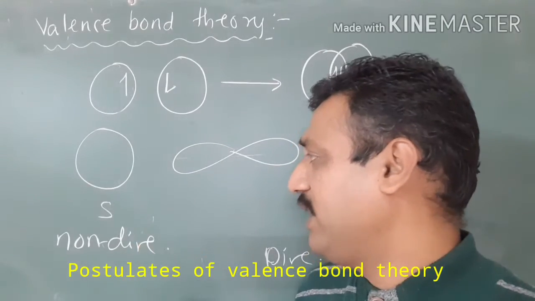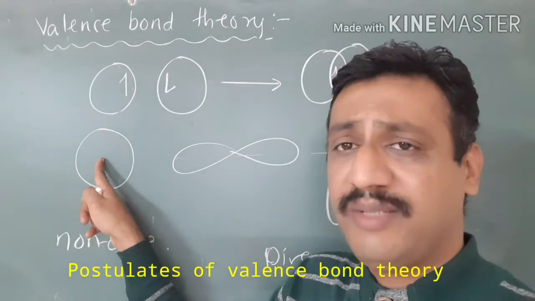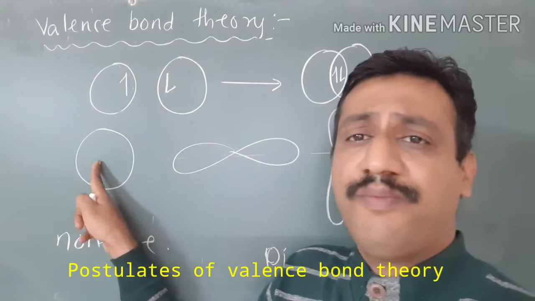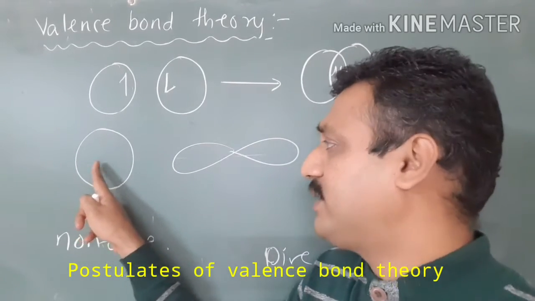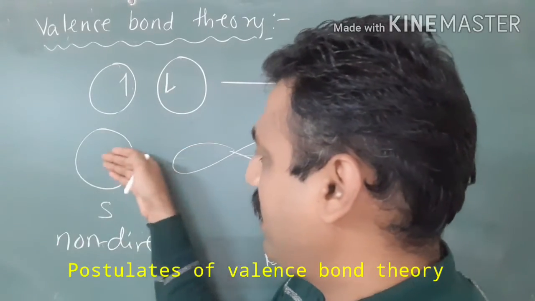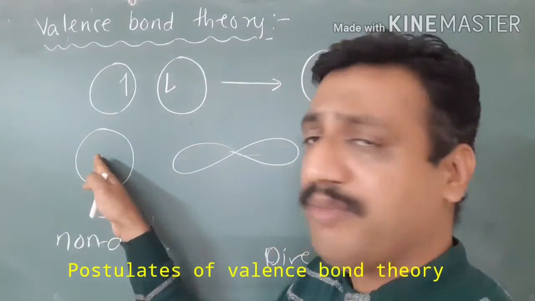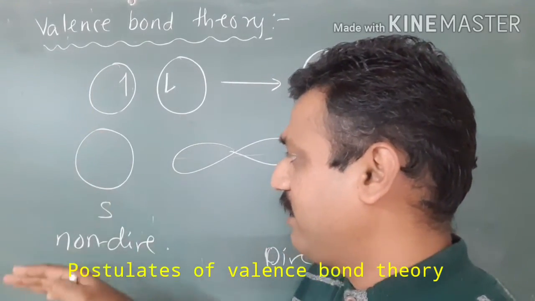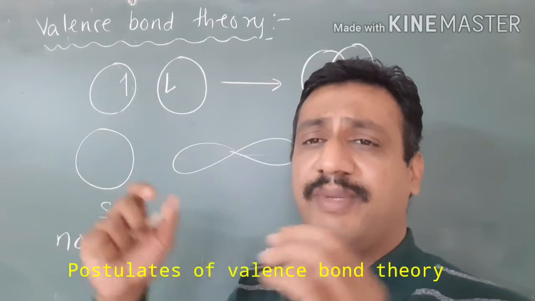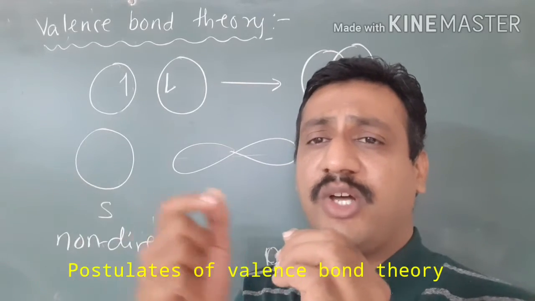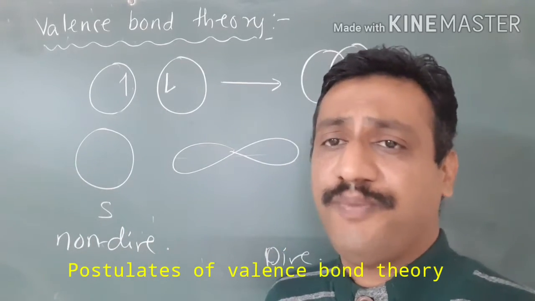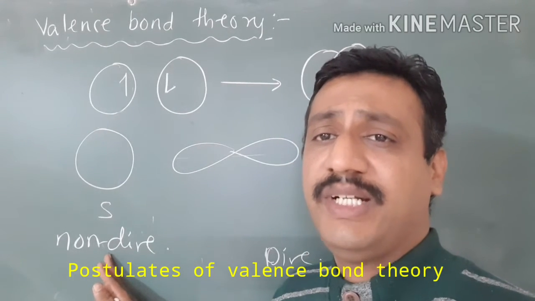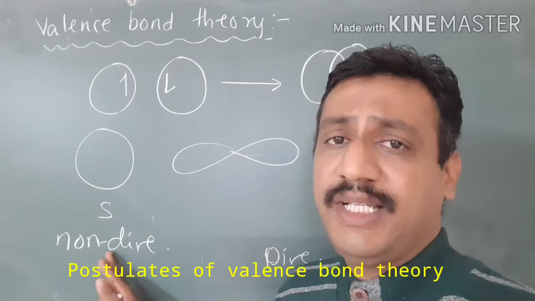The s orbital is non-directional in nature. Why are we calling it non-directional? Because the electron in the s orbital can form a bond everywhere. Suppose another orbital approaches from the left side, that electron may form a bond. If another orbital approaches from the upper side, the lower side, or any side, in that direction it can form a bond. So the bond formation is not towards any specific direction in the case of the s orbital. That's why it's non-directional.